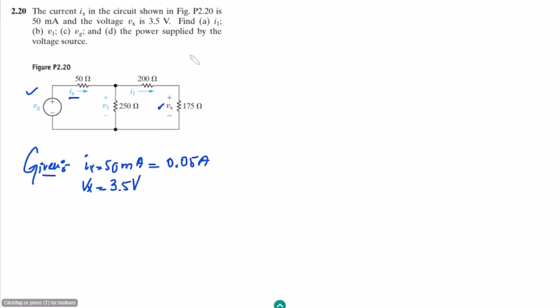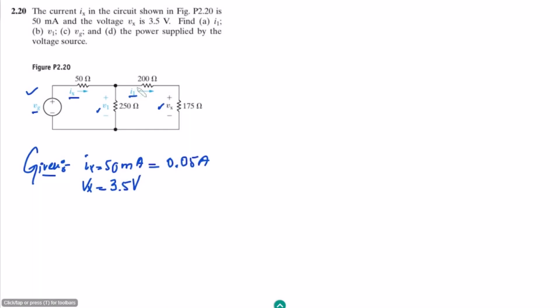On the basis of it, we have to find I1, which is here, V1, which is here, Vg, which is the source voltage, and the power supplied by the source. So this is the source, and the power supplied by it.